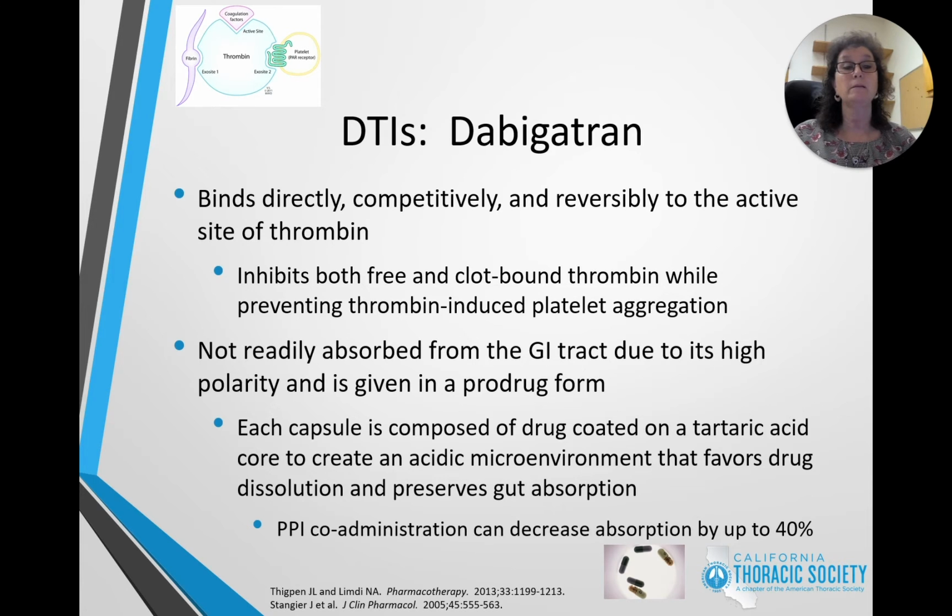It binds directly and competitively as well as reversibly to the active site on thrombin. It inhibits both the free and clot-bound thrombin while preventing thrombin-induced platelet aggregation. It's not readily absorbed, however, from the GI tract due to its high polarity and is given as a prodrug. Each capsule is composed of little pellets that are drug-coated on a tartaric acid core that creates an acidic microenvironment that favors drug dissolution and preserves your gut's absorption of the medication. It is notable that if you give patients a PPI, or proton pump inhibitor, along with Dabigatran, it can actually decrease absorption by as much as 40%, and that was seen in patients who were healthy.